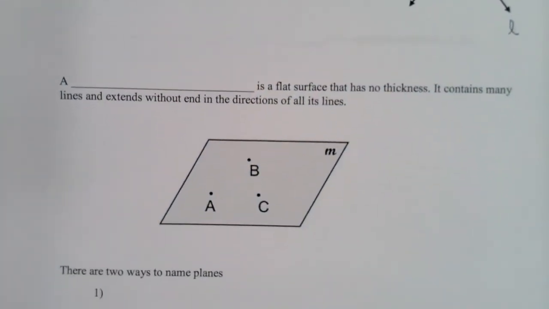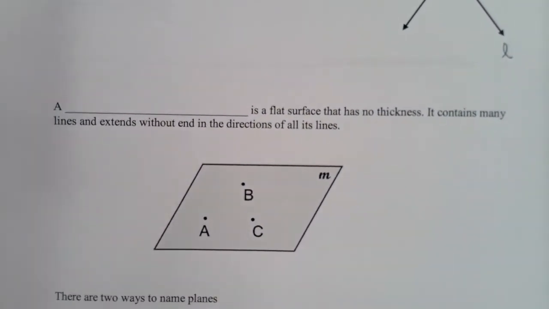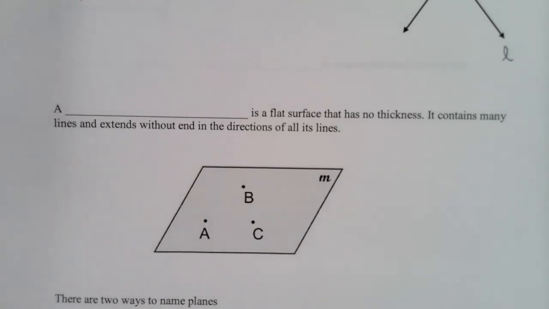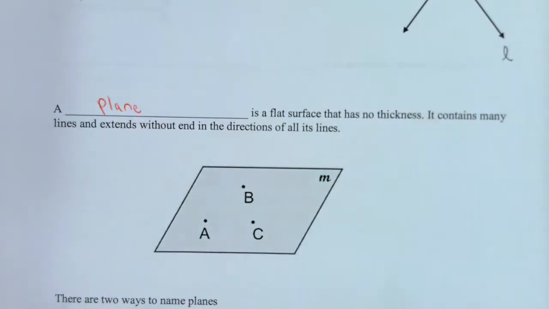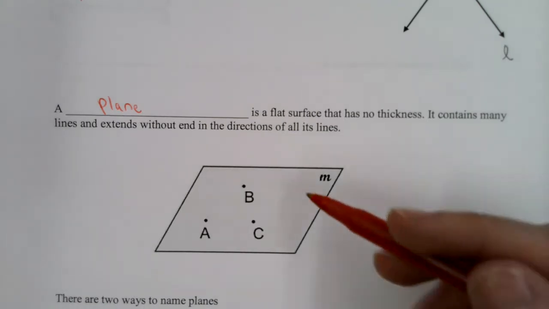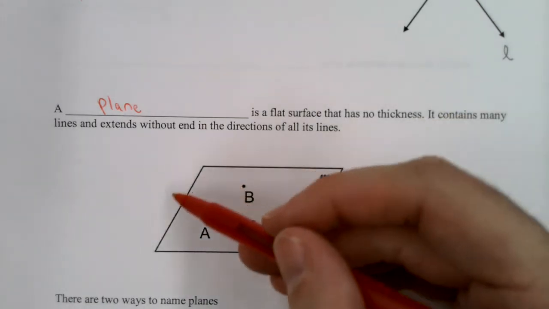Okay, moving on. One more description. We already did points and lines. Now this one's going to be plane. P-L-A-N-E. A plane is a flat surface that has no thickness. Okay? It contains many lines and extends without end in the directions of all its lines. This is called a plane. Planes are usually represented like this in diagrams, okay?